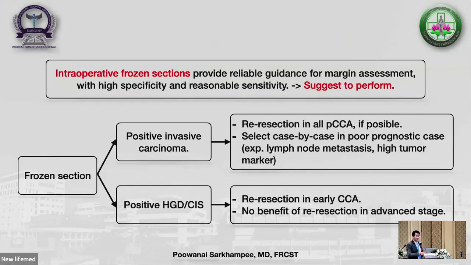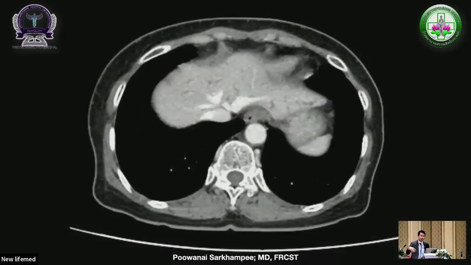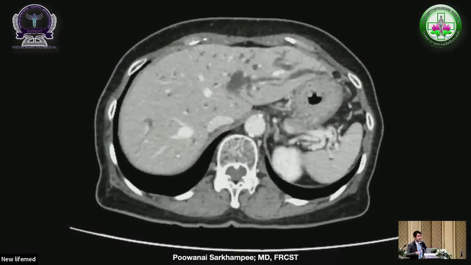But in cases with poor prognostic factors, for example lymph node metastasis or high tumor marker, I think you must select case by case, because if you perform re-resection, we can encounter difficult anastomosis, with bilioenteric anastomosis, okay? But if the result is positive high-grade dysplasia or carcinoma in situ, I encourage you to re-resect in early cases of cholangiocarcinoma, okay? So I will show you some video of performing adequate resection with curative intent, okay?